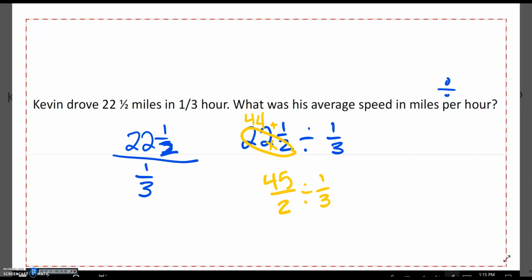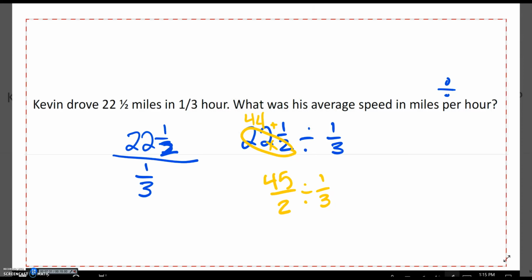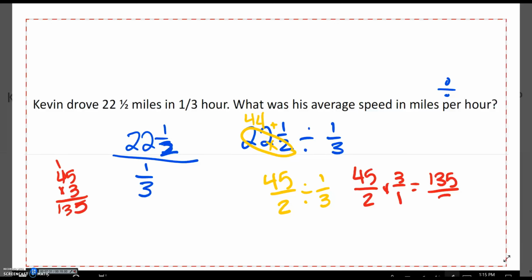Now to divide, I'm going to multiply by the reciprocal. So that is going to become 45 halves times 3/1. Okay, so I'm going to do 45 times 3, and 45 times 3 is, let's just say that we didn't know it, we would work it out. That's going to be 135, right? So I'm going to have 135 over 2 times 1 is 2.